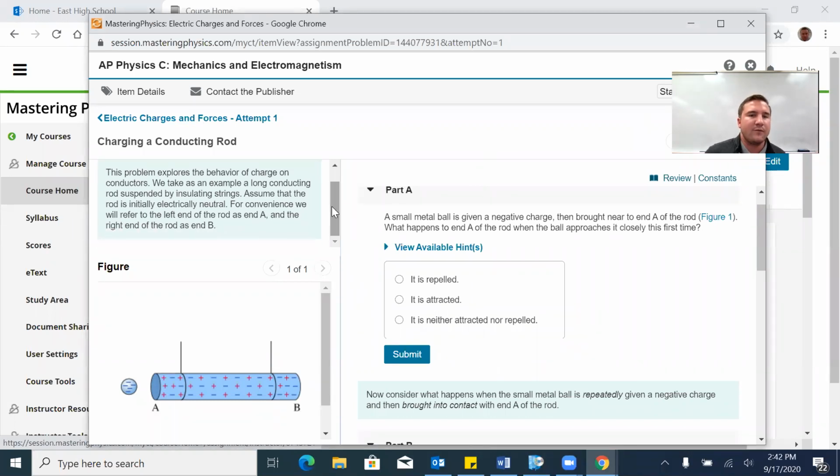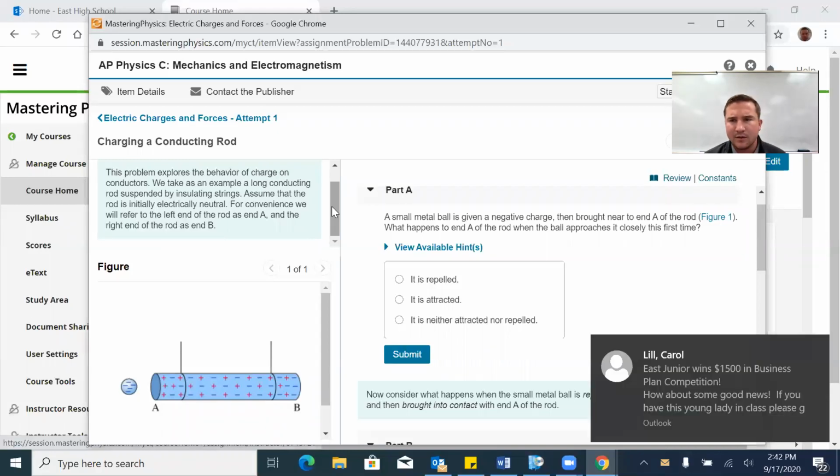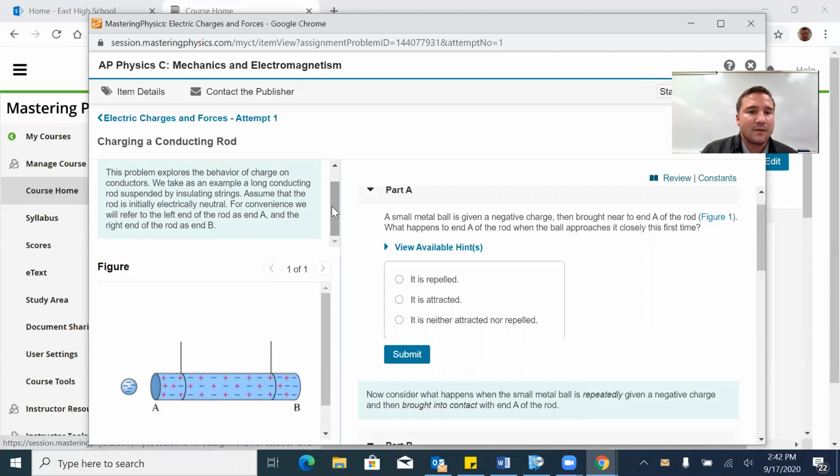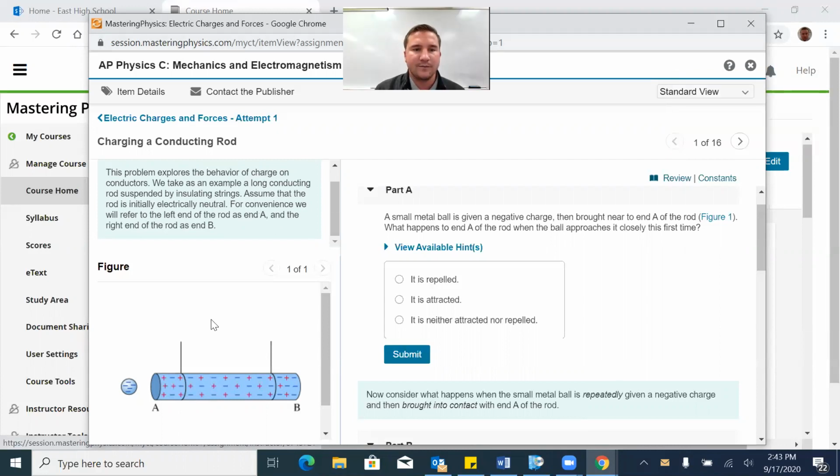This problem explores the behavior of a charge on conductors. We will take as an example a long conducting rod suspended by insulating string. It's important that the string is insulated because then charge can't leave through the string. If the string is a conductor, then the charge has a path that it can leave through the string. So we don't want that to happen.